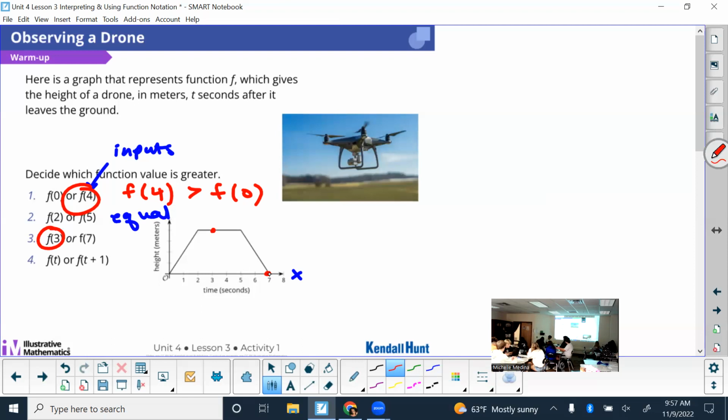Because they landed the drone toward the end. So that makes sense that 7 seconds after it took off, it might be lower than 3 seconds initially. Make sense? Now that last one's a little weird. F of t or F of t plus 1. What does t represent? Time in seconds after it leaves the ground. So decide which one's greater, F of t or F of t plus 1.